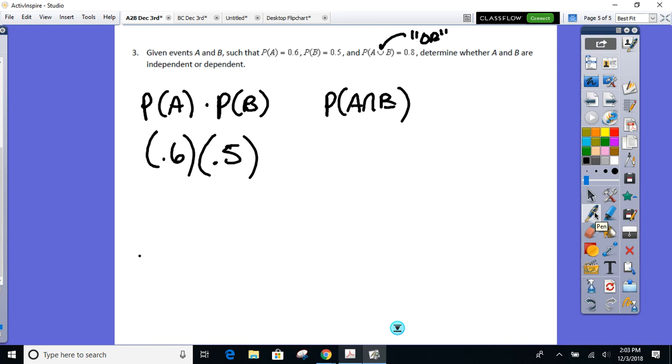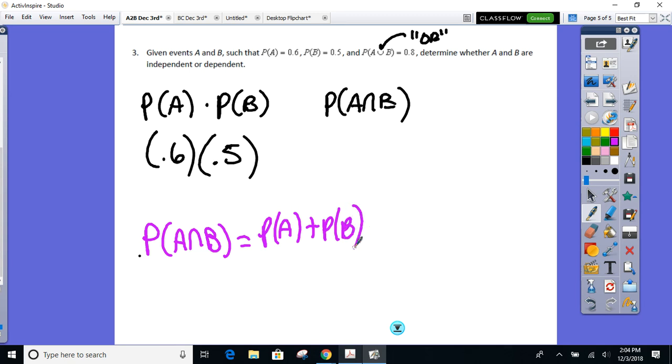Go to the front of your packet, please. Write down this final formula on how to find A and B. So does everyone agree I'm missing this value and I need it to see if they're independent or not? So here's how we are going to find A and B if I ever miss it. The probability of A and B is going to be the probability of A plus the probability of B. We've done this before. We've just never wrote it out this way. Minus the probability of A or B. That's how you find the and.